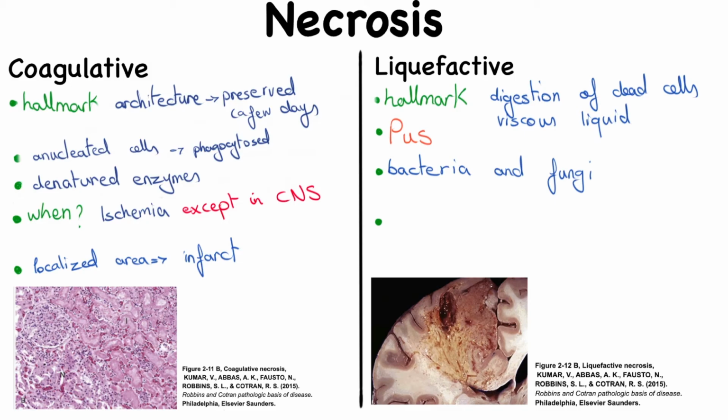Now, one thing that we already mentioned, but it's kind of important, so I mention it again, is that hypoxic death of central nervous system cells usually manifests liquefactive necrosis as opposed to coagulative necrosis, which is what happens in every other tissue.